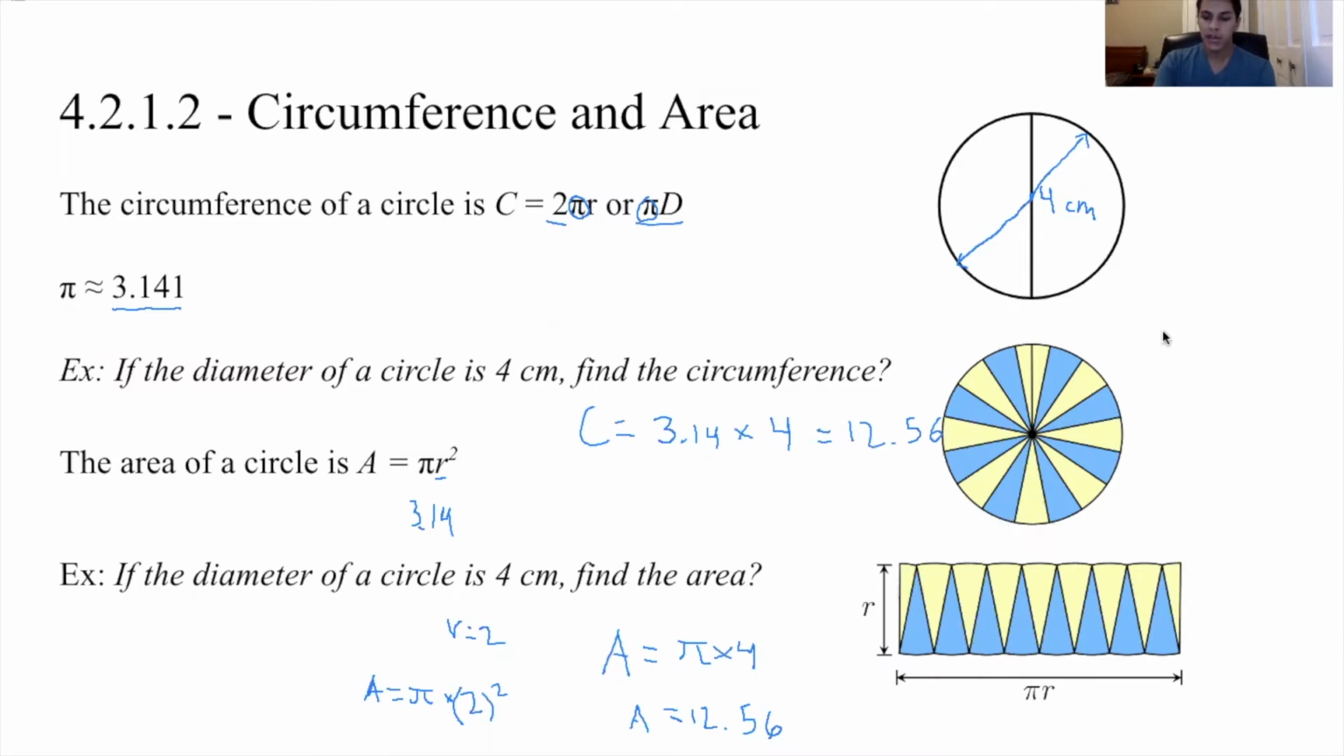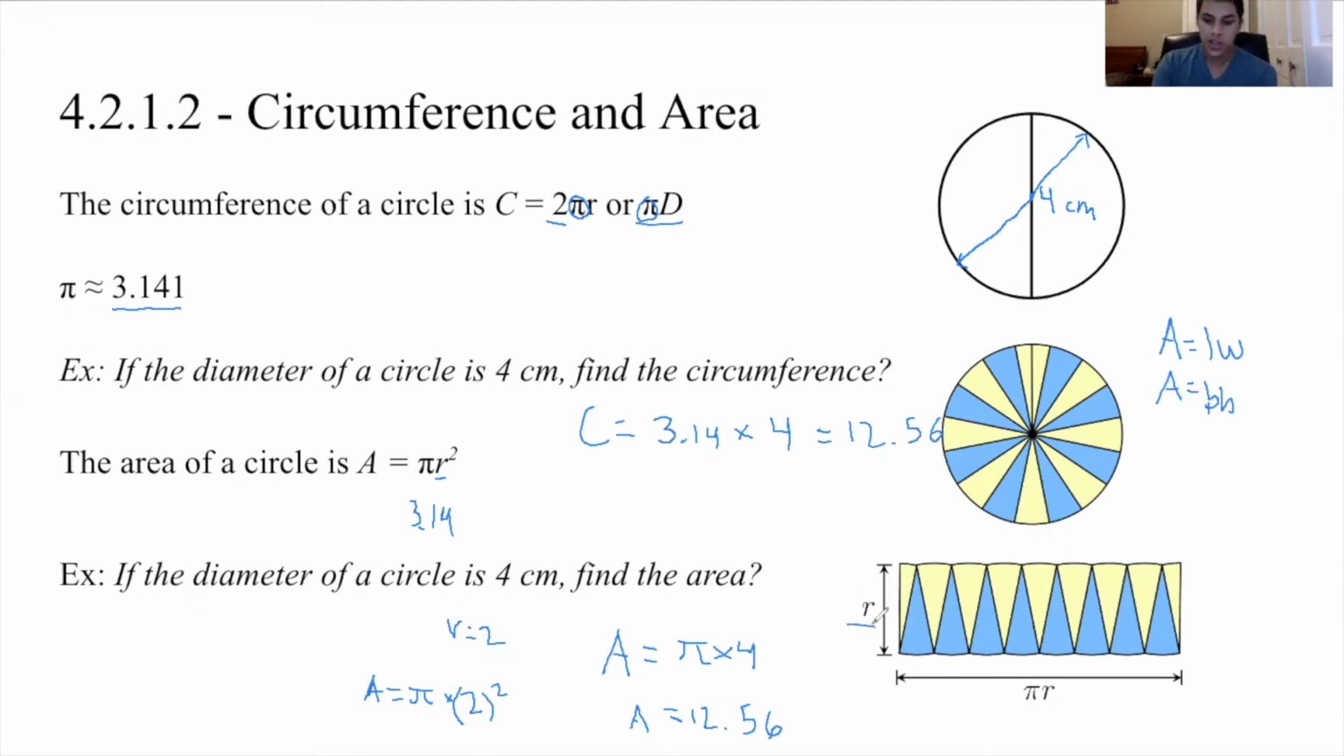So the area of the square, right? The area of a square is always going to be the length times the width of the square. So if we think about it, the length times the width, or we could also say base times height, is going to be, in this rectangle, r times pi r. And here's the reason why.